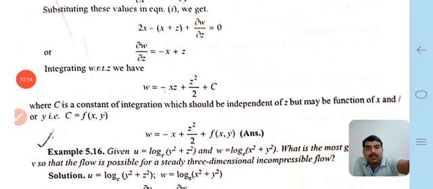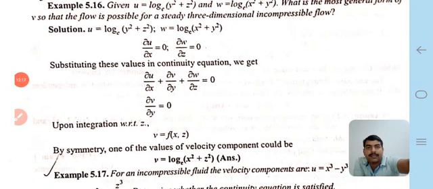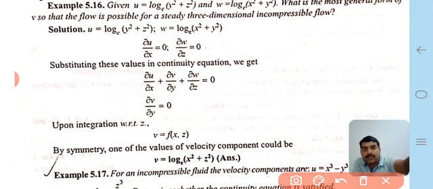Now, the next example is taken. Given the velocity components u is equal to log base e of (y square plus z square) and w is equal to log base e of (x square plus y square). What is the most general form of v so that the flow is possible for a steady three-dimensional incompressible flow or not? Possible or not?